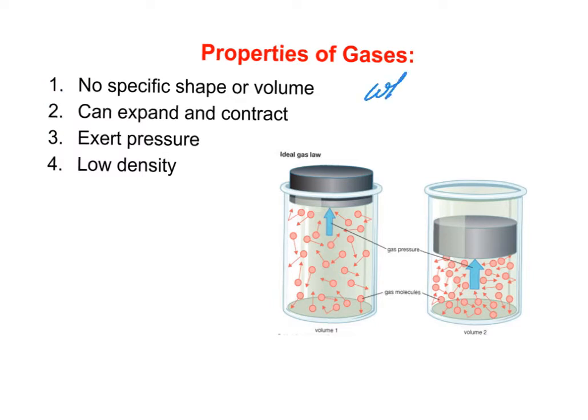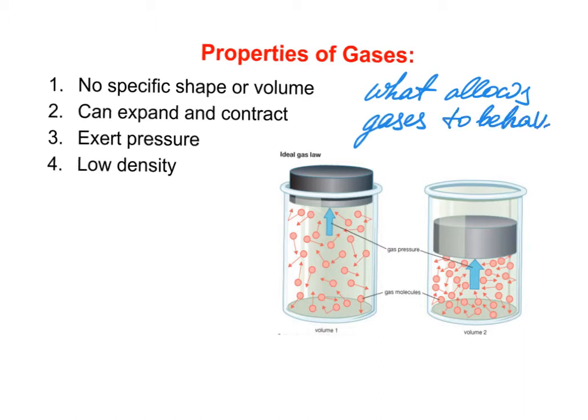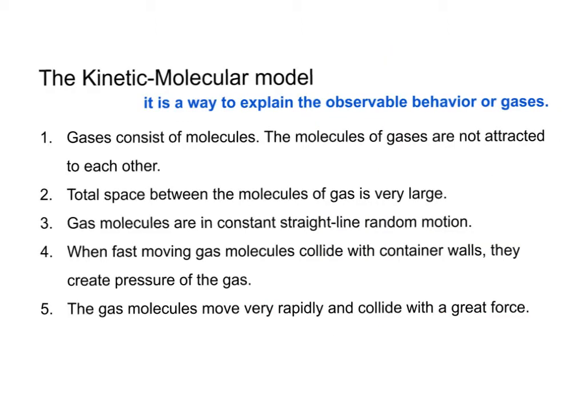Properties of gases describe behavior of gases, their ability to occupy the entire container, their ability to exert pressure, and so on. So people were wondering what gives gases their ability to behave like that. To explain the behavior of gases, the kinetic molecular model has been created. The kinetic molecular model is a way to explain the observable behavior of gases, why gases do what they do.